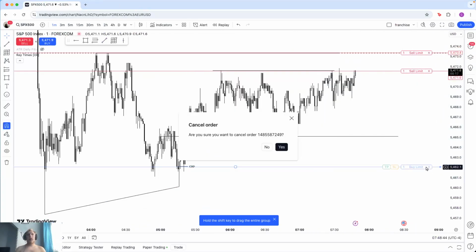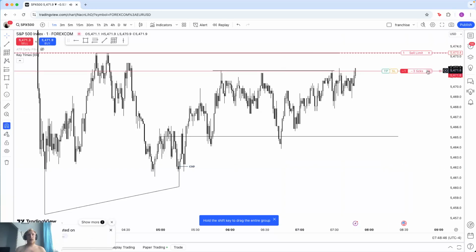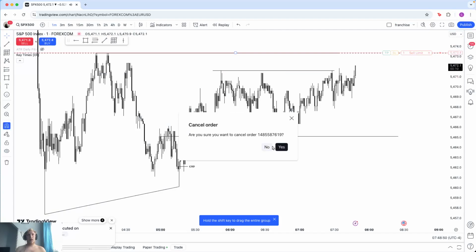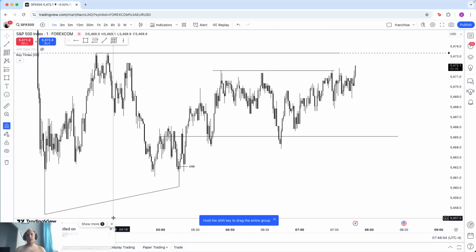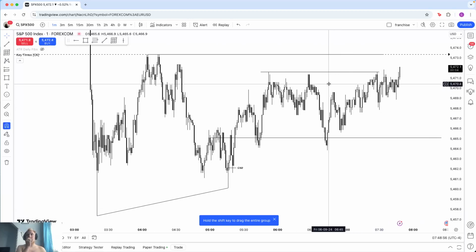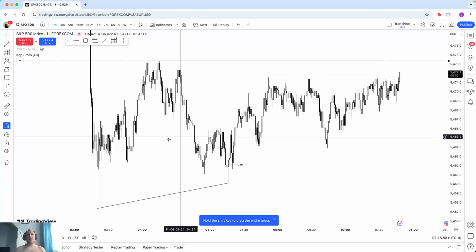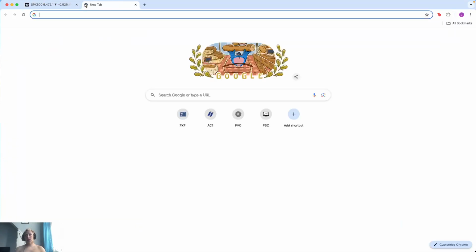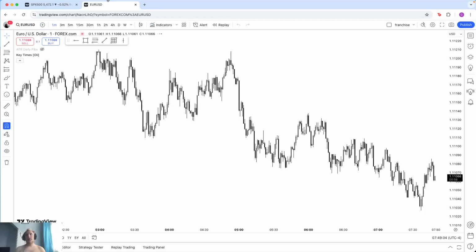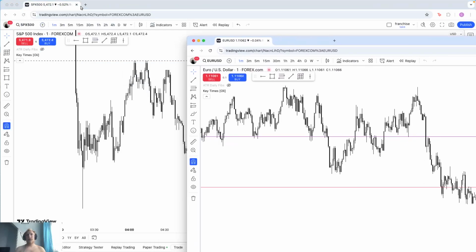We're gonna clear everything and keep our light on down. And yeah, so essentially, delete that now. What we're gonna do is get TradingView up. We're gonna get 2 screens.